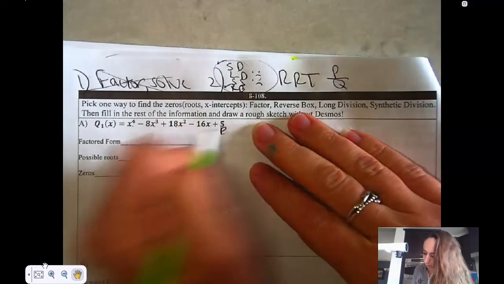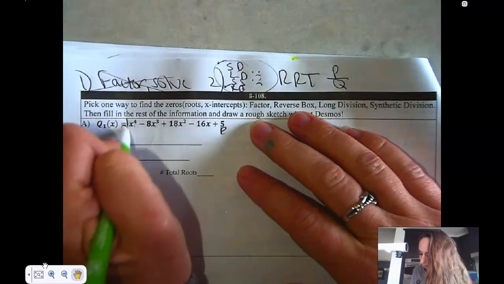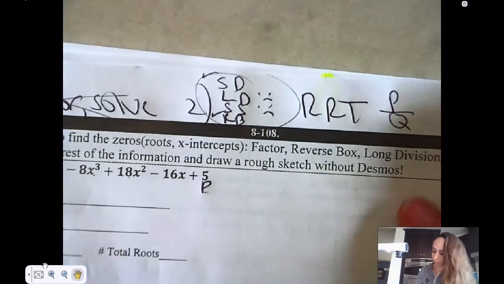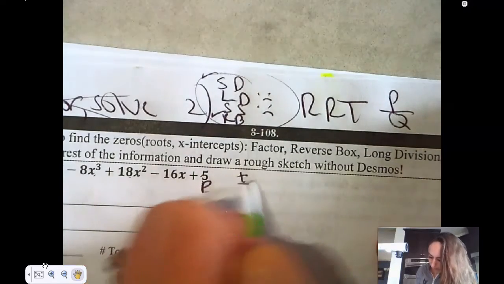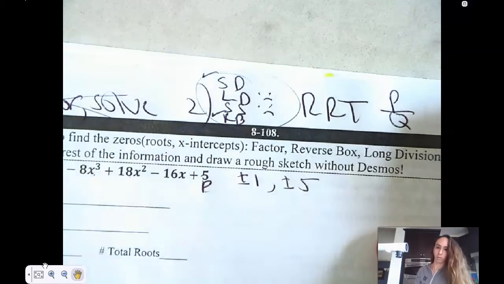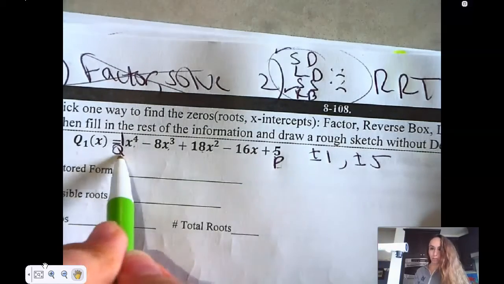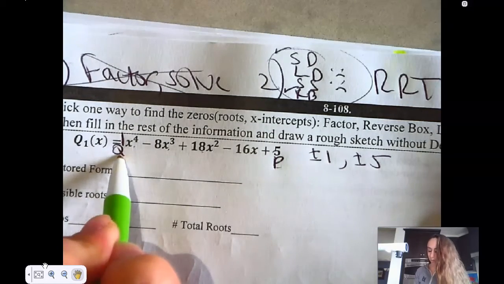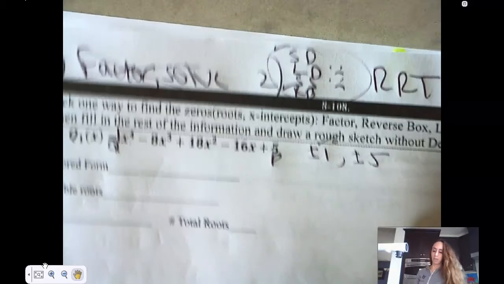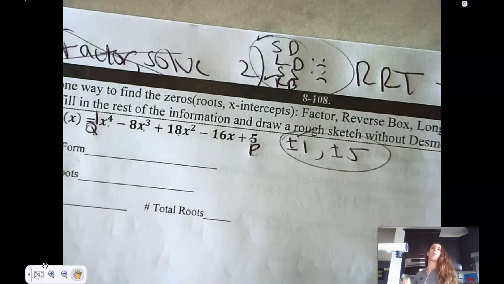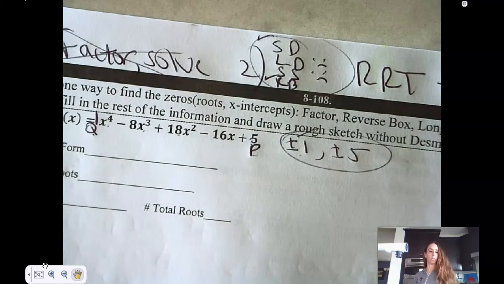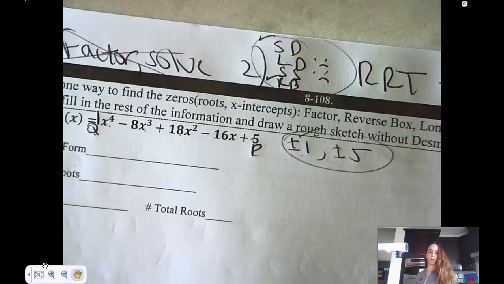So the 5 represents my P and this 1 represents my Q. So I need to list all the things that divide by 5. Plus or minus 1 and plus or minus 5. And then I do all the things that divide by Q, which is plus or minus 1, but that's already there. So these are my only possible whole number and fraction answers that could work. I could get a bunch of decimals, but these are the only possible whole numbers that I could use.